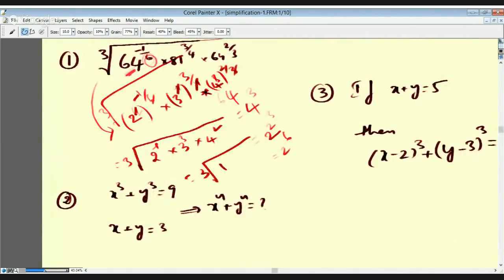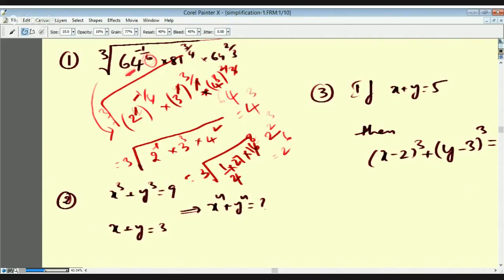So your powers were cancelled. So 2 power minus 1 becomes 3 power 3 and 4 square. 2 power minus 1 is nothing but 1 by 2, and 3 cube is nothing but 27, and 4 square is nothing but 16. So out of this, the 2 and this are cancelled.